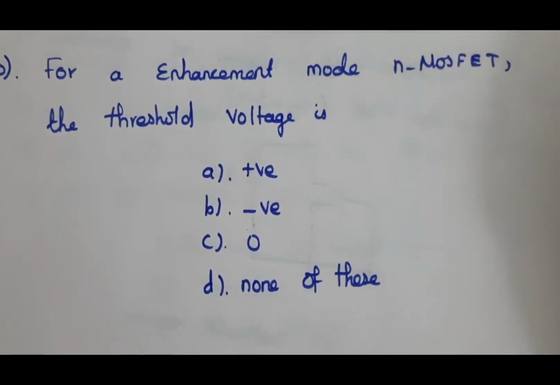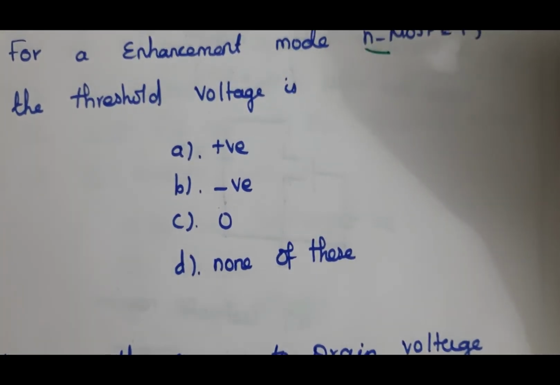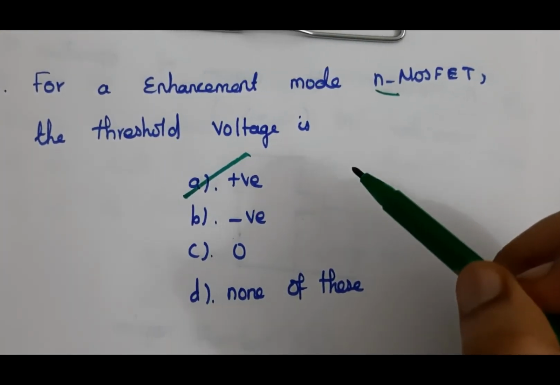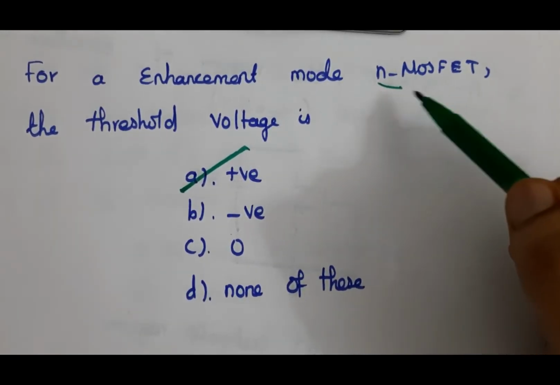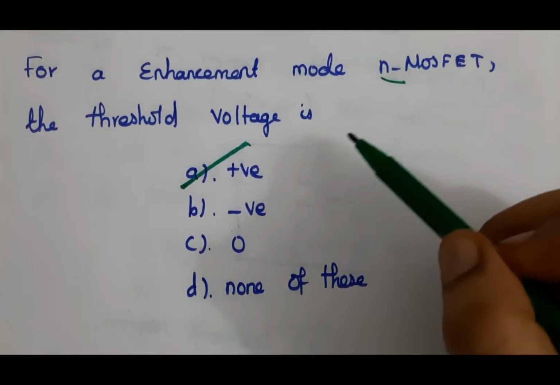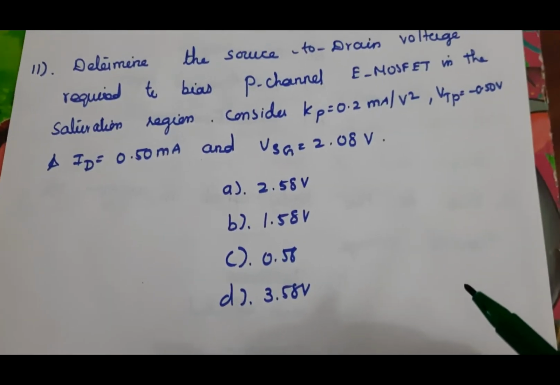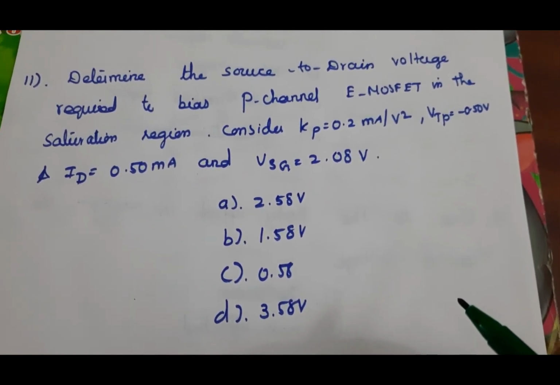Next question, for an enhancement mode N MOSFET the threshold voltage is. For N MOSFET the threshold voltage is positive. For P MOSFET the threshold voltage is negative. So here this is an enhancement mode N MOSFET, so the threshold voltage is positive. A is the answer.